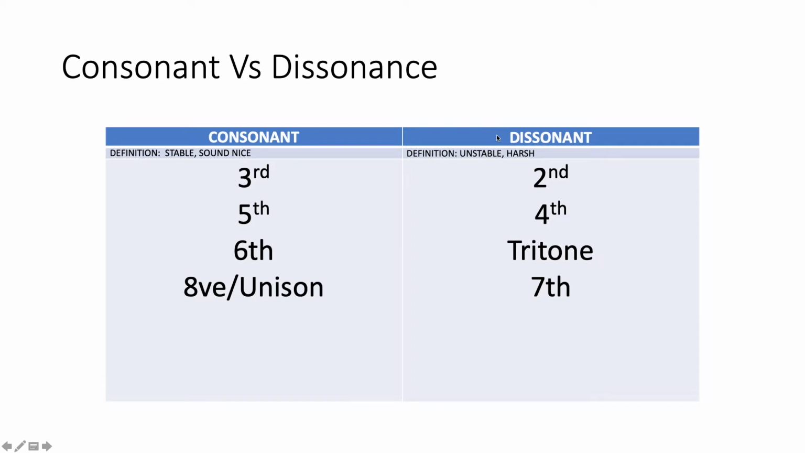Last time we divided up our intervals into consonant intervals, those that sound stable, those that sound nice, and dissonant intervals, those that sound unstable, those that sound harsh. And so we said that thirds, fifths, sixths, octaves and unisons were consonant intervals, and that seconds, fourths, tritones and sevenths were dissonant intervals. That distinction becomes really important when we start to look at second species counterpoint, and indeed third, fourth and fifth species, because these types of counterpoint now start to incorporate dissonance.